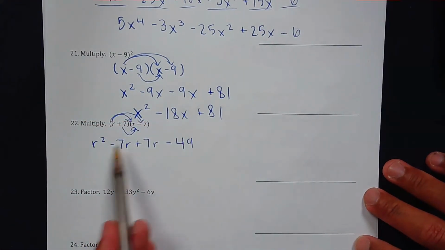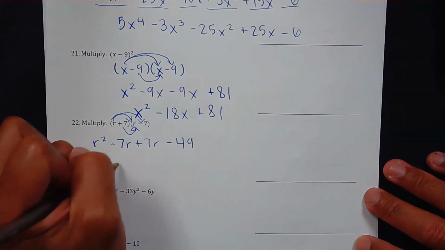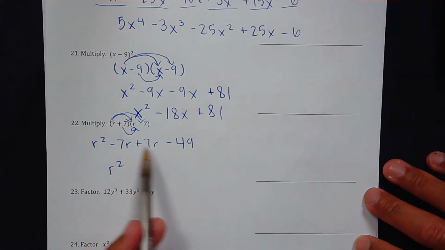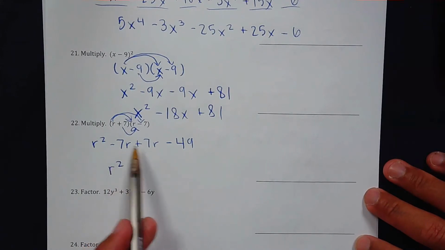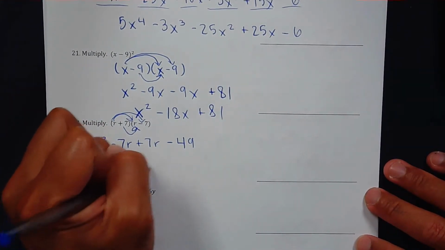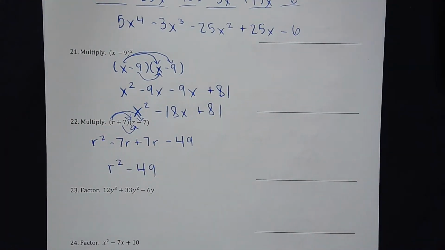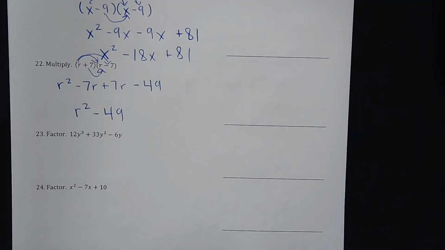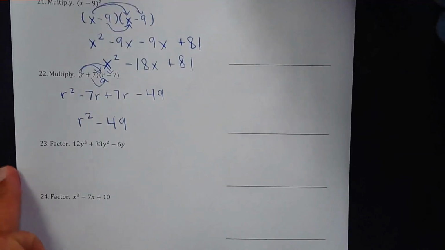All right, final answer, we combine like terms, we get r squared. If we combine these like terms, they cancel out, right? They turn to 0, so we don't need to write that. And then we have minus 49. Final answer. All right, that was the halfway point.